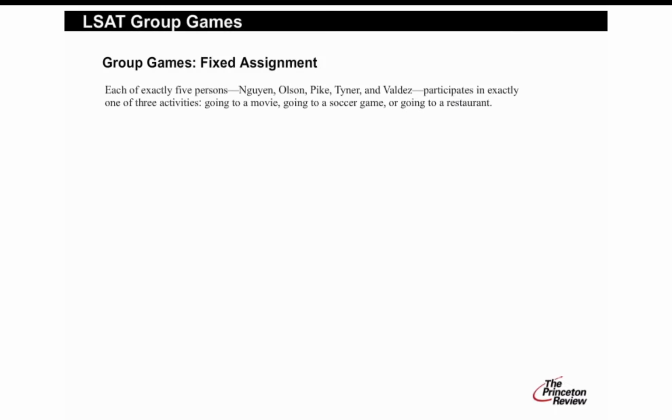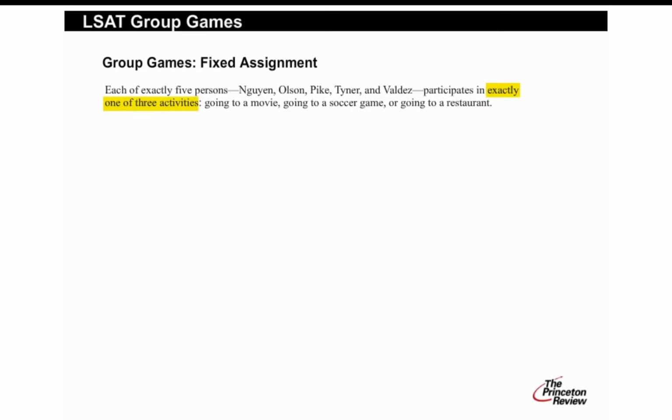Here's the setup. Each of exactly 5 persons, Nguyen, Olsen, Pike, Tyner, and Valdez, participates in exactly one of 3 activities: going to a movie, going to a soccer game, or going to a restaurant. This is a group game because the clues state that more than one element can be placed in each slot. It is fixed assignments because the setup states that each person participates in exactly one of 3 activities.